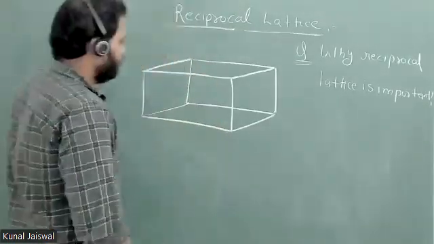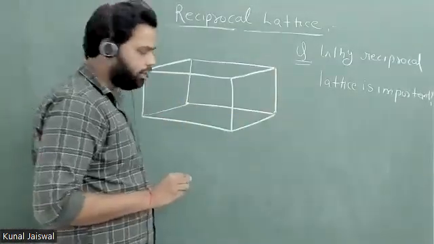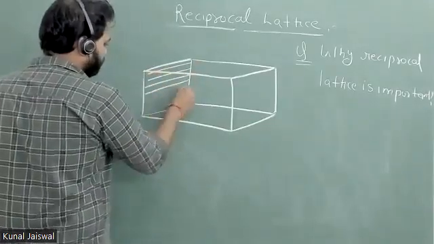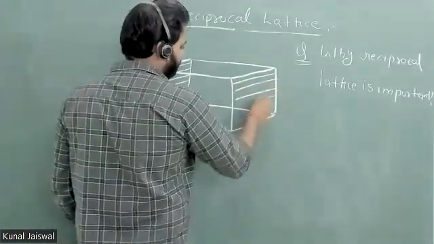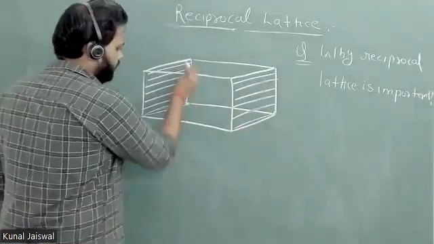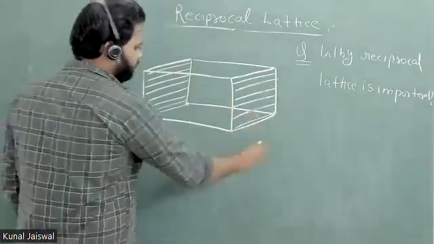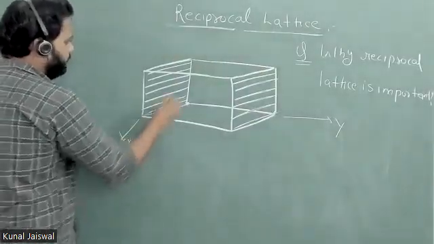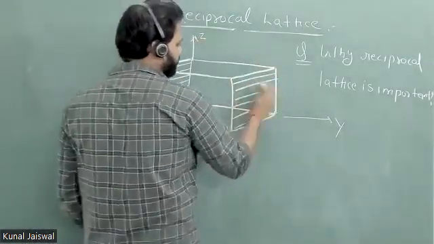Okay, I have made a cube here. Let's suppose this is our origin, this is our plane, and this is also our plane. Okay, one plane is this, and the other plane is this. Let's suppose this is the y-axis, this is x, and this is z. So, can you tell what are the Miller indices of this plane?